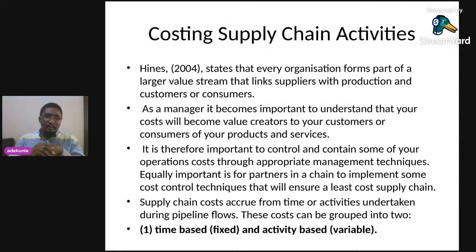So supply chain costs can accrue from either time or activity undertaken during the flow of goods within the pipeline. And the cost can be broken into two. We can have time-based costing and activity-based costing. Now, time-based costing is actually the fixed cost, and activity-based costing is variable cost. Variable in the sense that the cost accrues as the activity within the supply chain increases. But time-based is fixed. But over time, when the asset becomes depreciated, it can become variable when the cost of changing it arises.